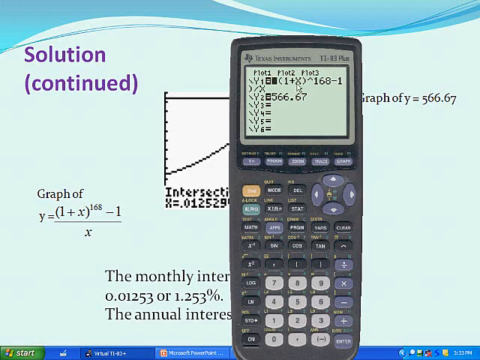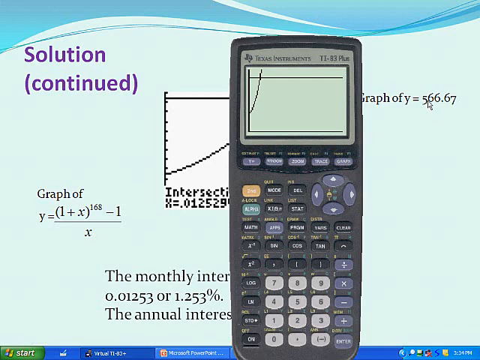As y1, you type in the formula (1 plus x)^168 minus 1, divided by x. As y2, we are going to take 566.67, which is the other side of the equation. Now if we adjust our window, we can take x minimum to be 0 and x maximum to be 0.1. We know that x has to be a small number. And y minimum is 0, y maximum is 650, because we need to plot this point 566.67. So we will get the graph like this.